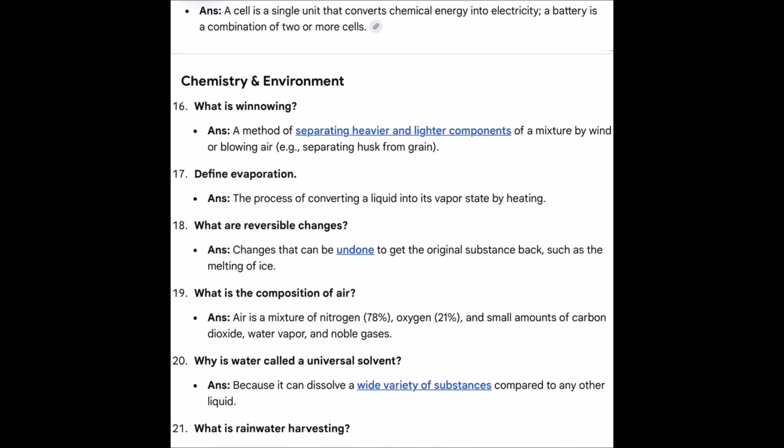Next question is question 19, which is, what is the composition of air? So we all know that air is a mixture of gases. So the composition of air is a mixture of nitrogen, which is 78%, oxygen, which is 21%, and small amounts of carbon dioxide, water vapor, and noble gases.